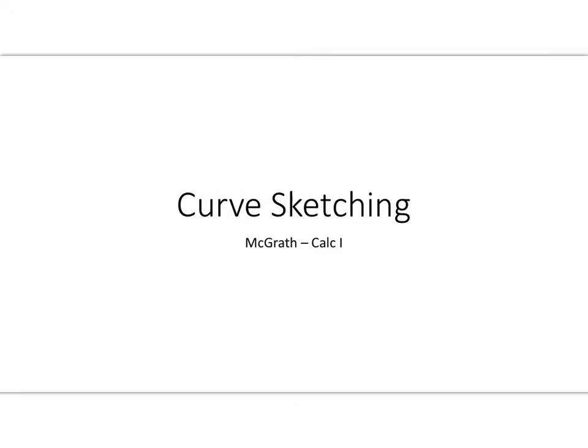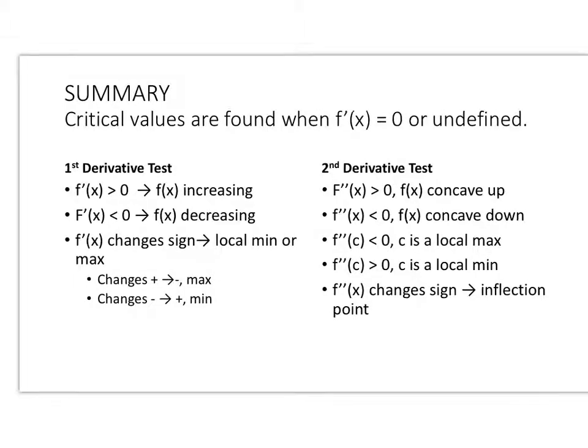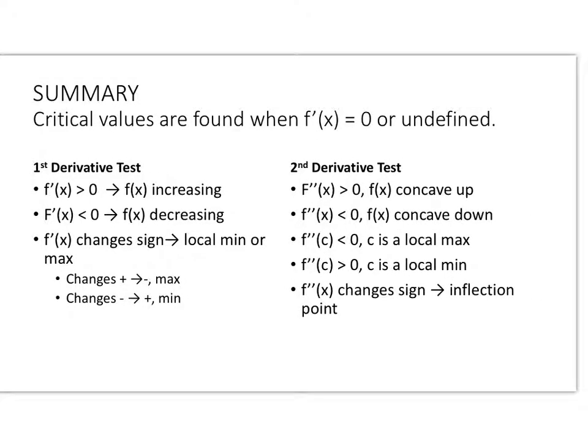So in this video, we're going to talk about curve sketching, and we use a lot of the information we've found when we're finding max and mins, relative extrema, absolute extrema, using our first and second derivative rules. So in summary, finding our critical values, we get those when f prime of x is equal to 0 or undefined. That's how we find our critical values. Our critical values are telling me a change in concavity. It can be called an inflection point, max and mins.